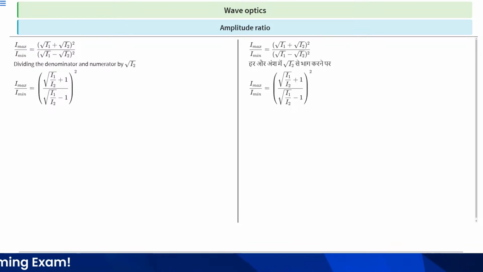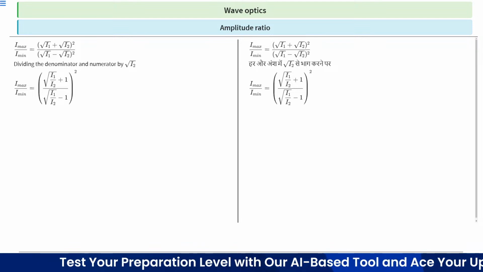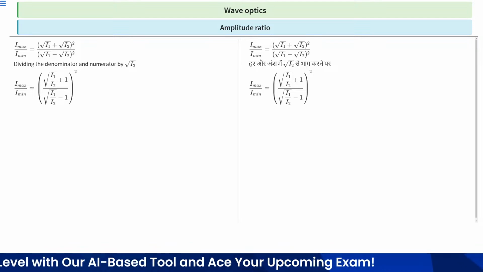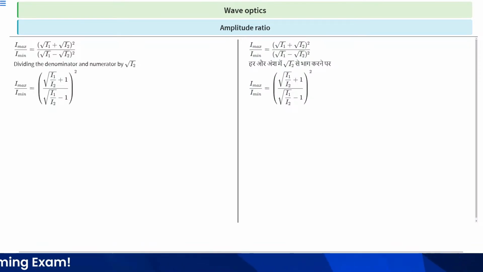Dividing the numerator and denominator by under root I2 in both the upper and lower terms, I max divided by I minimum is equal to under root I1 divided by under root I2 plus 1, divided by under root I1 divided by under root I2 minus 1, whole square. This is just a simple mathematical calculation.